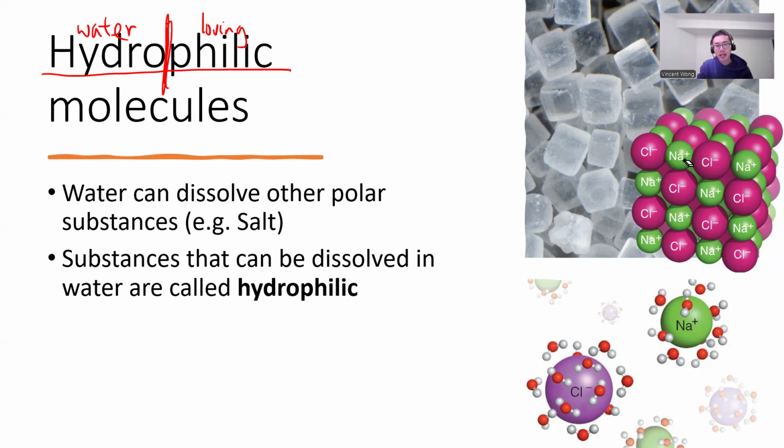Remember, salt is made up of Na and Cl, and I told you Na likes to give away an electron, so it becomes positive. Chlorine likes to receive electrons, so it becomes negative. And when you put it in water, basically, the chlorine being negative will be surrounded by the hydrogen portion of the water, whereas the sodium being positive will be surrounded by the oxygen portion of water.